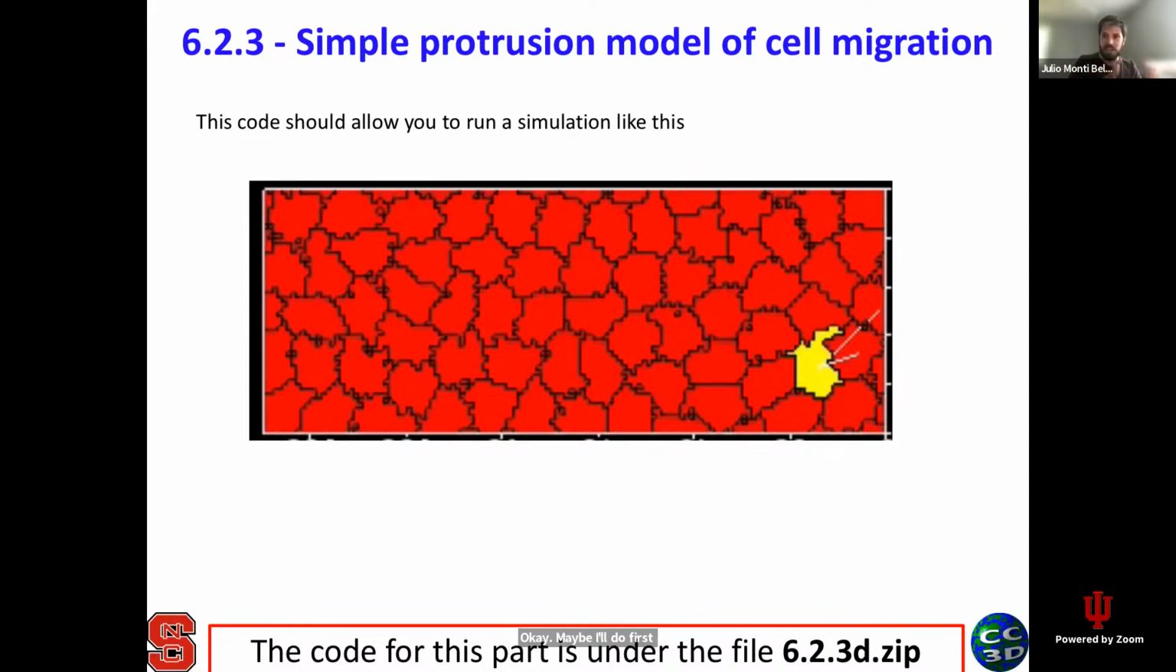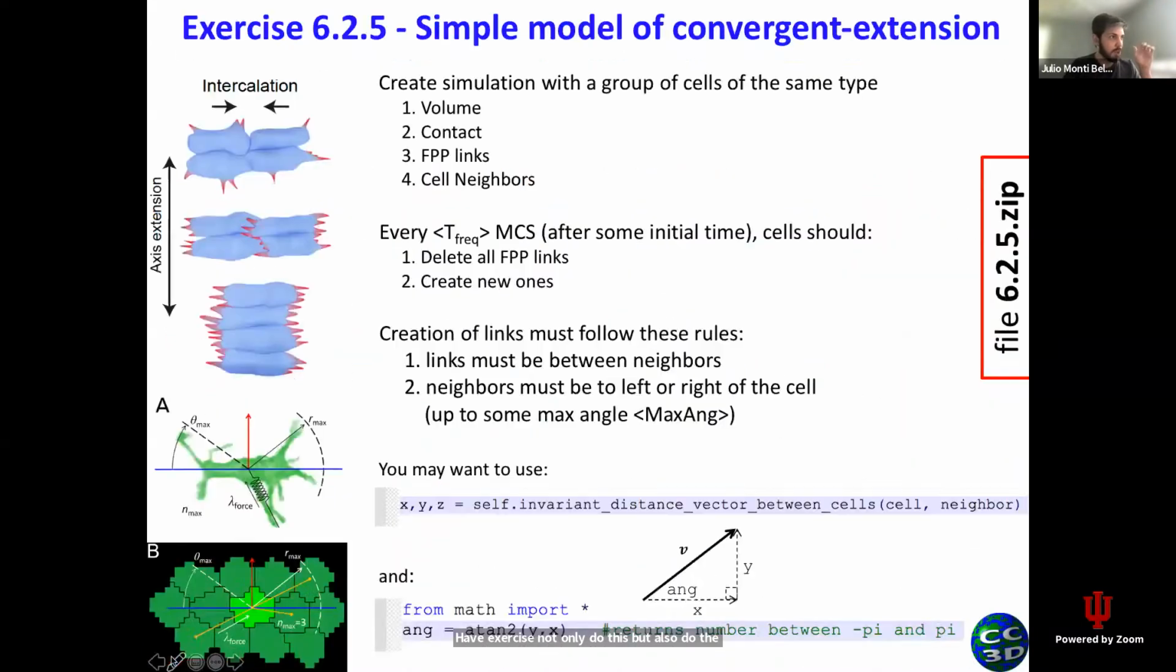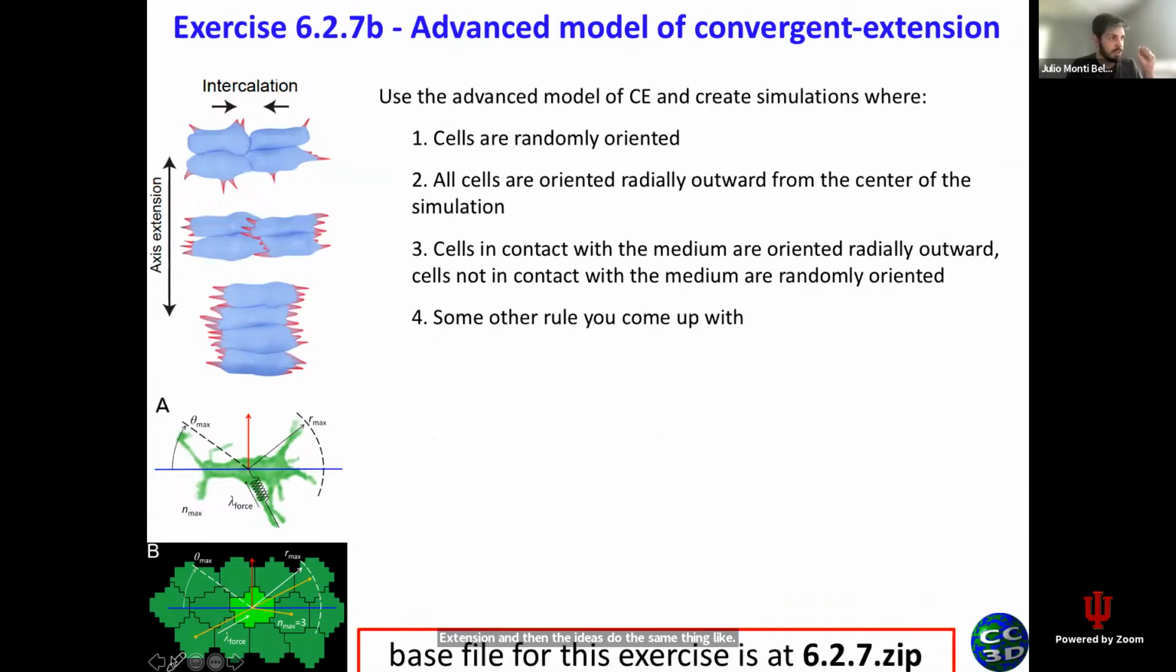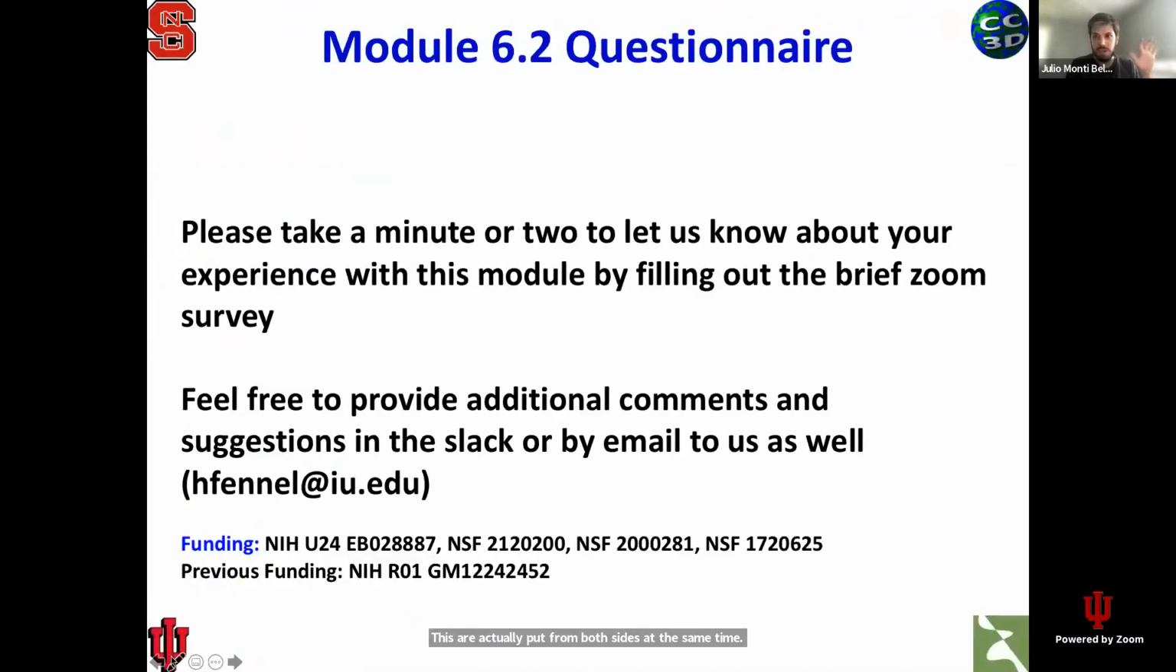But the set of slides has exercises not only for this, but also for the anchors and for other things like a model of convergence extension. The idea is to do the same thing, where the cell actually pulls from both sides at the same time, and then you can actually produce a convergence extension for tissues. But that's where we'll stop the class for now.